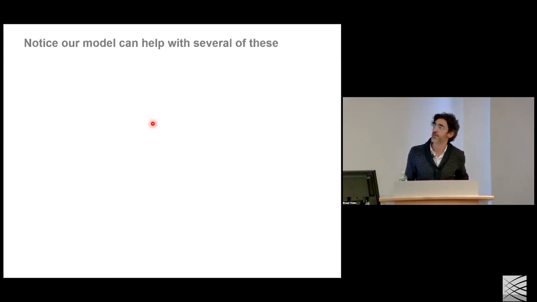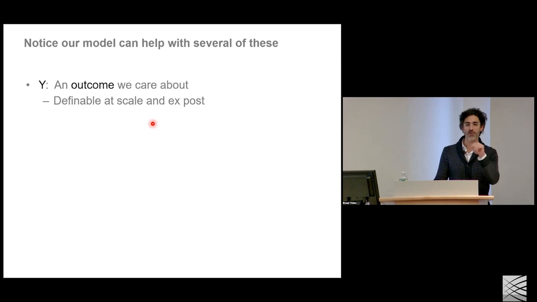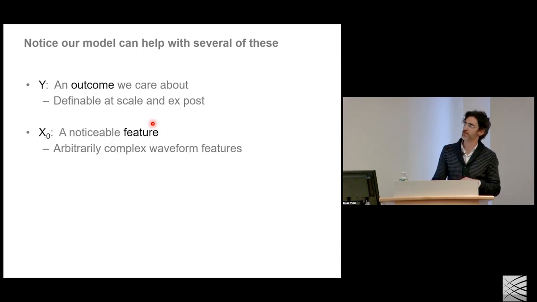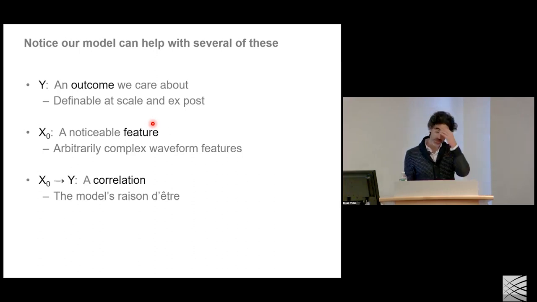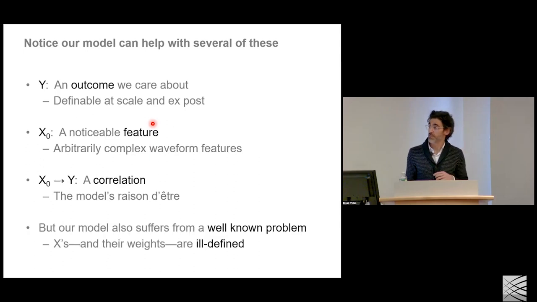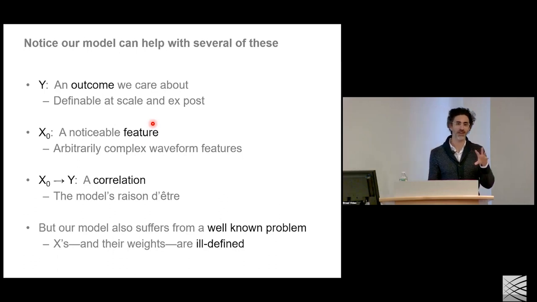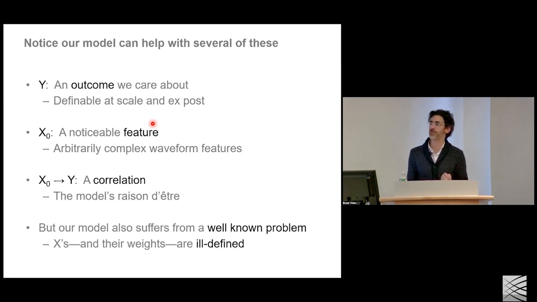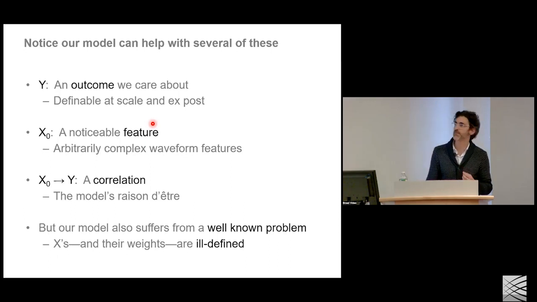Okay, so our model can help with many of these things. We can write out the outcome however we want to write it. As long as it's in a data set, we can define that as our outcome. Neural networks can fit arbitrarily complex things. Correlations, no problem. But there is one problem, which is that the features are very ill-defined. This is not like a regression where there's a feature and a weight. We can't inspect it, we can't interpret it. So there is a big interpretability problem with these things in high dimensions.